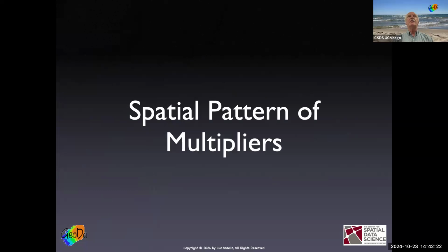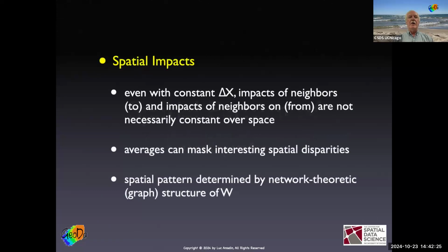Okay. Spatial patterns of multipliers. As I mentioned, even with a constant change in X, I didn't mention this actually, but the impacts of the neighbors, the row effect and the column effect, are not the same. They're not constant over space, or some are constant and others are not. Now, interesting enough, the averages mask this, because if you do the average by row or by column, you get the same number. So on average, they're the same, but the spatial distribution is not the same.